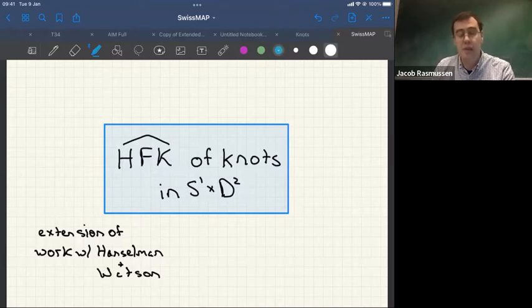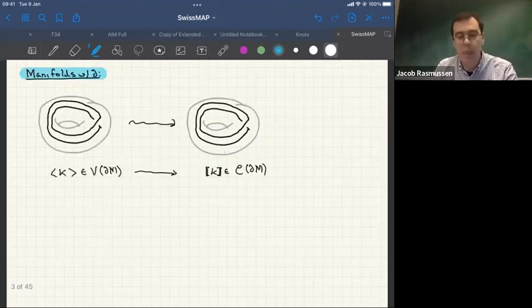Especially because there's been a lot of progress in understanding various forms of other categorified homologies for knots in the solid torus or knots in the annulus times I over the last 5 years. I think it's nice to know what the answer is here. Okay, so let's just start with a little bit of a general picture.